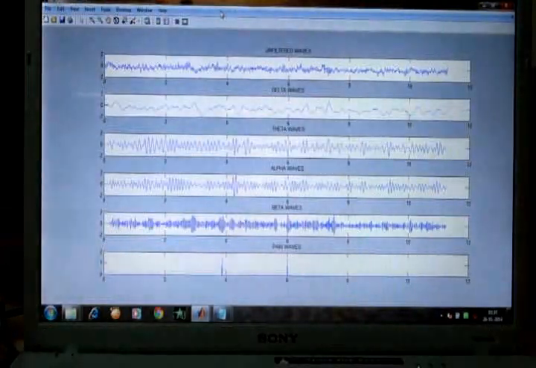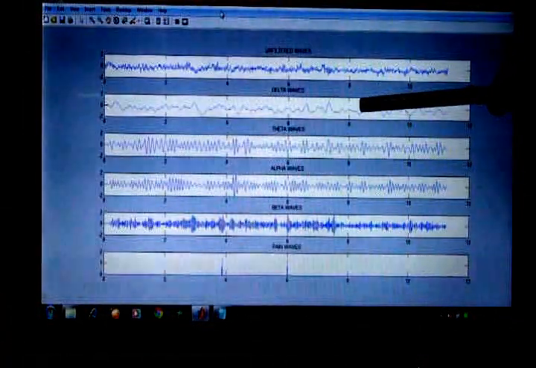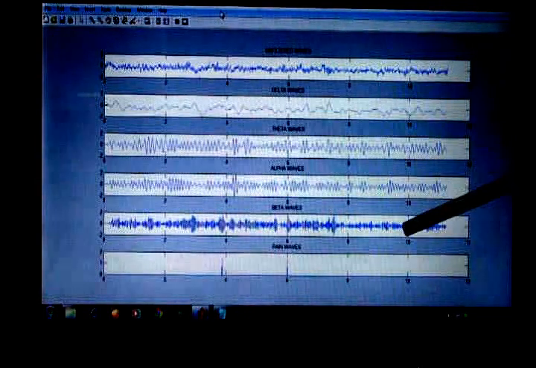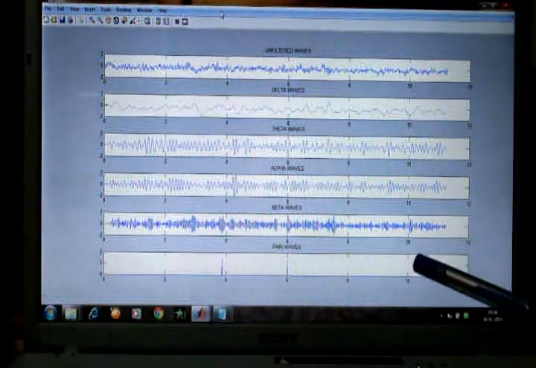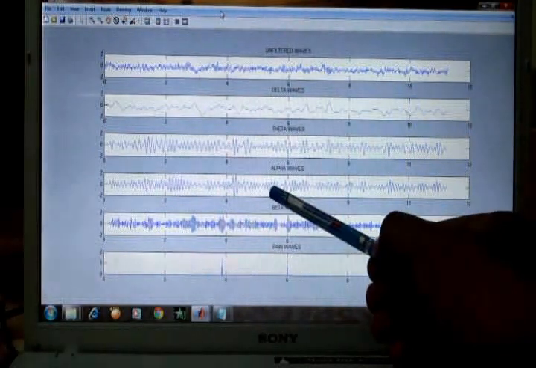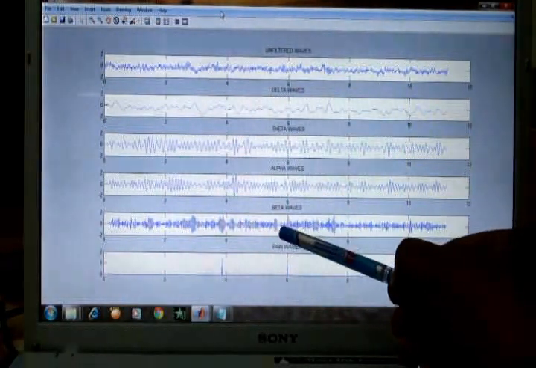Now let us see what happens when we run this code in MATLAB. The EEG waves are filtered using FIR filters to give different waves such as delta, theta, alpha and beta. Studies have shown that pain is characterized by a decrease in alpha amplitude and a corresponding increase in beta amplitude.